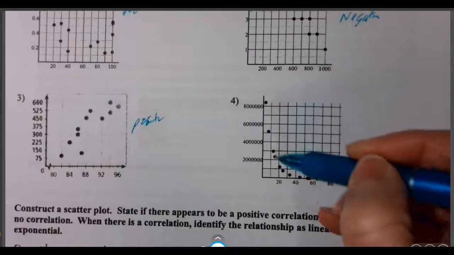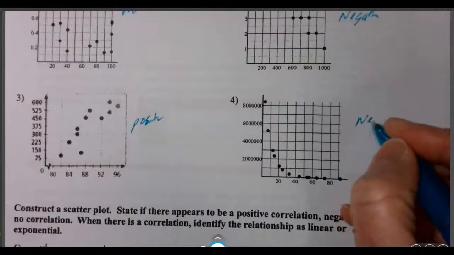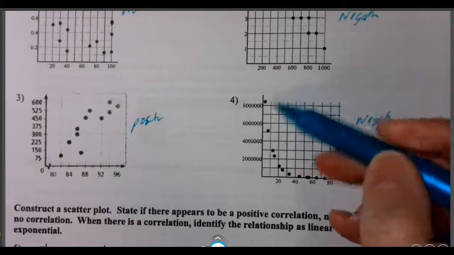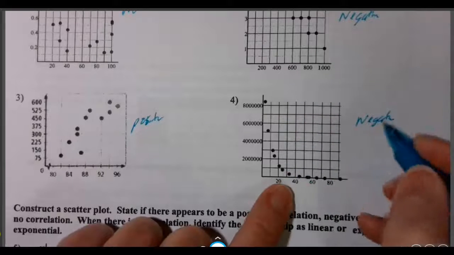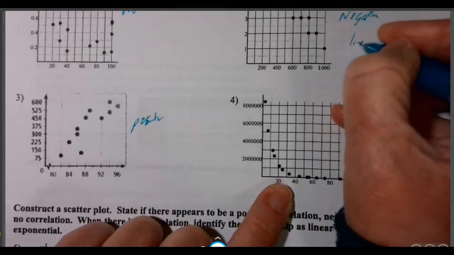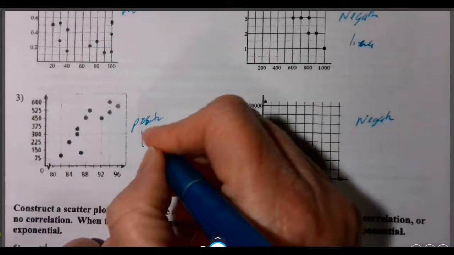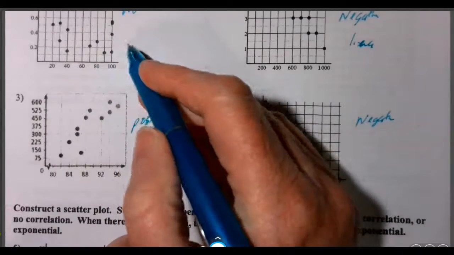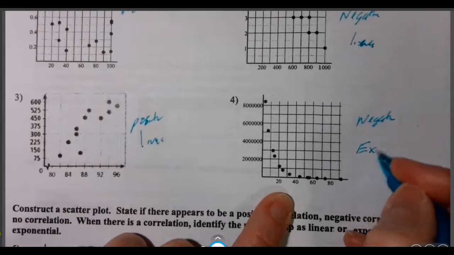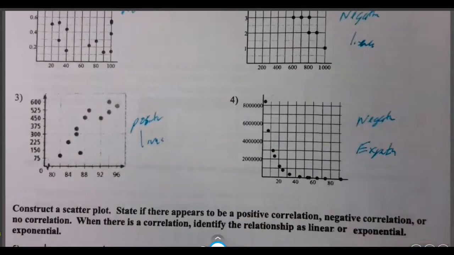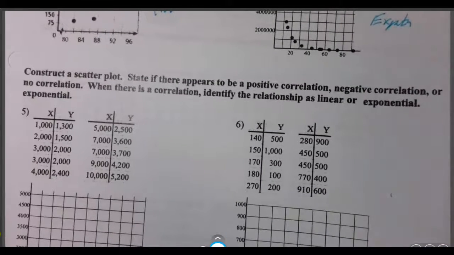This one looks like it is a negative correlation. Okay, and notice how it comes down and flattens out. That looks like an exponential. These are all linear. This one's linear. This one's linear. This one you can't say because it's nothing. Okay, and then this one here would definitely be an exponential. I'm going to skip over these for right now. I'll let your teacher decide if you're going to assign those or not.